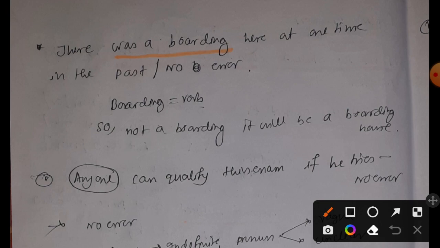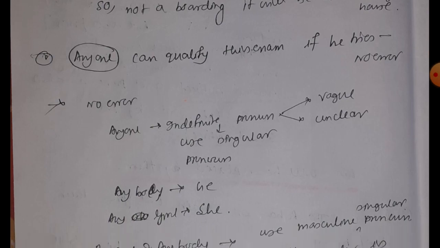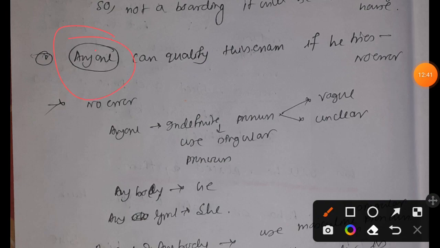Because boarding here is referring to a verb. As here we want to mention it as an object, then you have to mention boarding house, boarding hostel or anything. Anyone here is an indefinite pronoun. If you have anyone, that means where the gender is not clear, you have to use he as a singular masculine pronoun. But whenever you are using any boy or any girl, you have to use the appropriate pronoun for that, right?